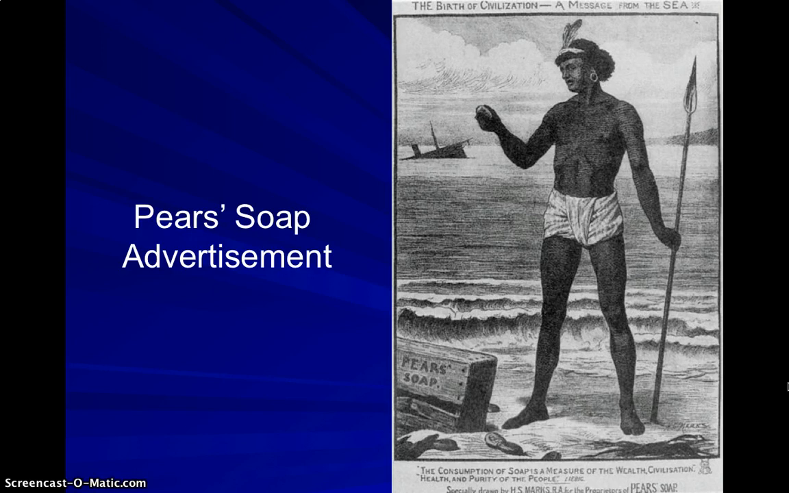Pear's soap there. And at the bottom, there's a message, and it says, "The consumption of soap is a measure of the wealth, civilization, health, and purity of the people." So what that means is that the Europeans are apparently cleaner. But notice the phrase at the top, the birth of civilization. The idea that something as simple as soap from the Europeans will improve the wealth, civilization, health, and purity of peoples and make them less savage. And these images, of course, are rather shocking by modern standards because of the open and very blatant racism in it, and people really didn't bat an eye at these.